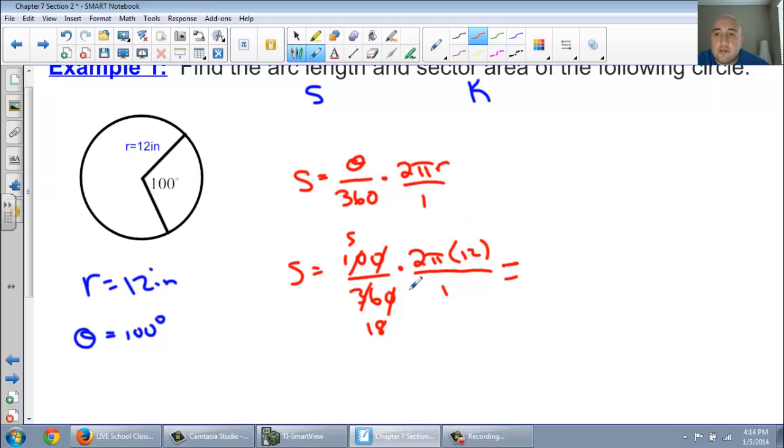All right, we can cancel a 2 out here. 2 goes into 2 once. 2 goes into 18 9 times. I have a 12 and a 9. 3 goes into 9 3 times. 3 goes into 12 4 times. And it looks like we're pretty much done now.